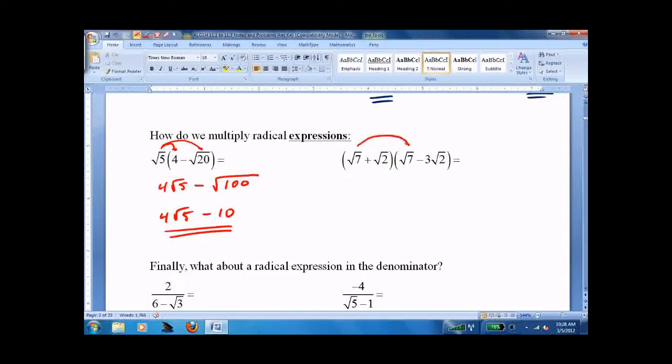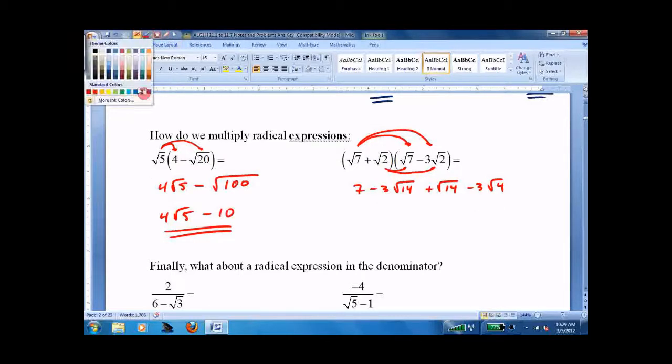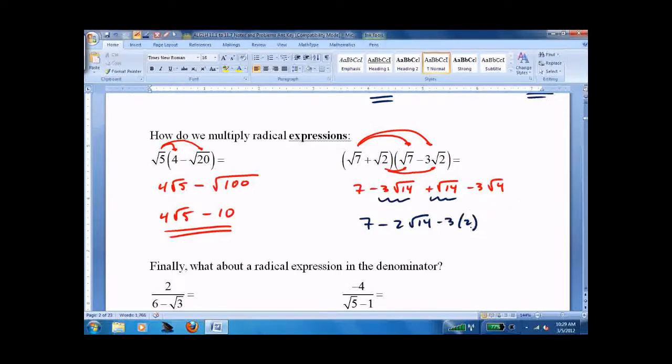This one, take your time, write them out. Root 7 times root 7 is 7. Minus 3 root 14 plus root 14 minus 3 root 4. Looking at this, we can combine these. Sometimes you can, sometimes you can't. Don't make an assumption. These problems very rarely look exactly the same. 7 minus 2 root 14. We can definitely do something with this. It's a 2. That's 6. 7 minus 6 is 1 minus 2 root 14. Gonna need a lot of practice on this, but you get the basic ideas to start.